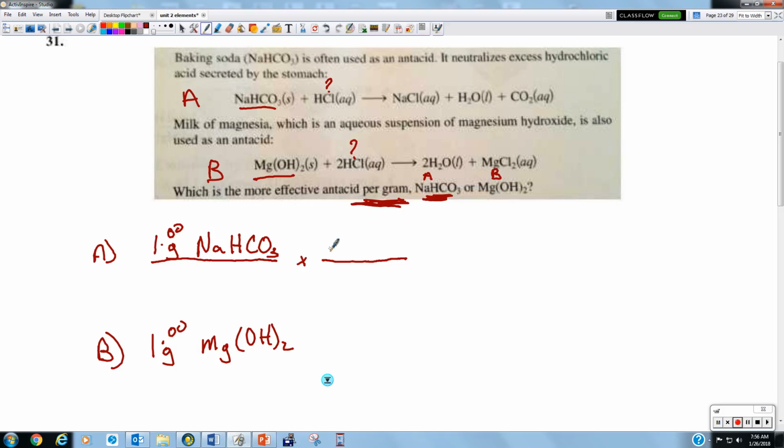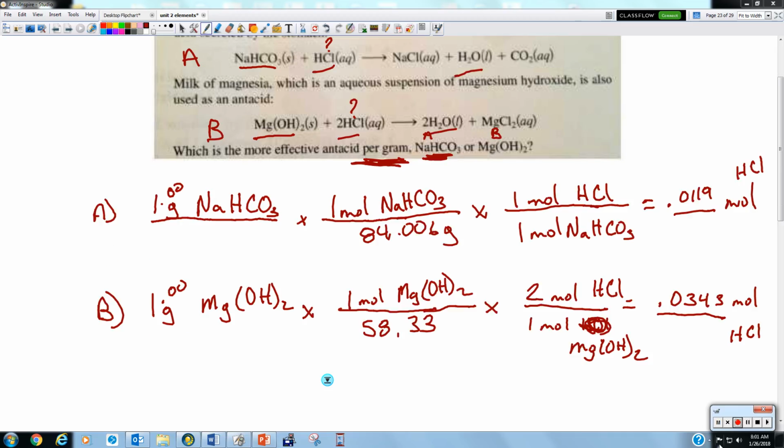All right, so we want to go to moles of NaHCO3. Does anybody have the formula mass for sodium bicarbonate, baking soda? Baking soda, and I got 0.0343 moles of HCl neutralized with magnesium hydroxide.